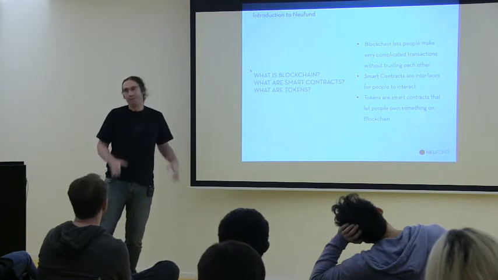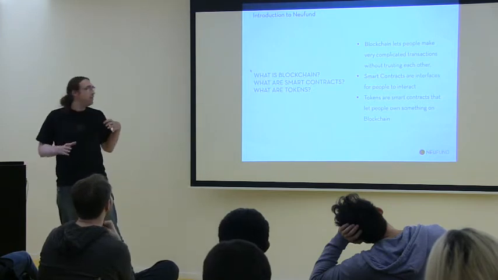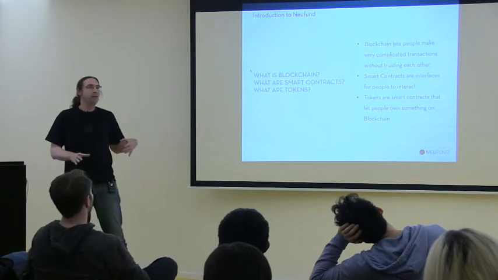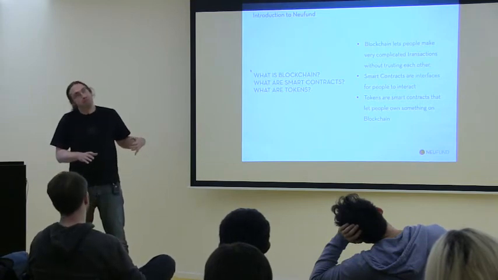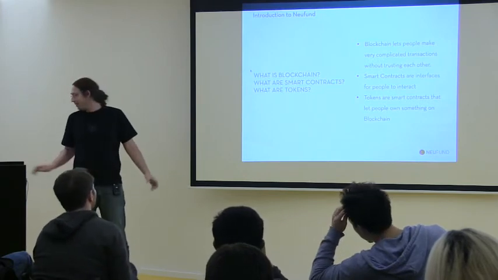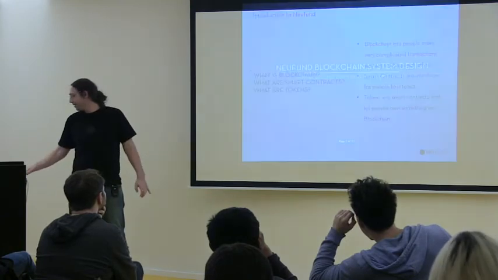I think Trent talked about that as well. So this is a very similar approach, I think. Then we have tokens that are basically a type of smart contract. It's designed to represent some value, and it's designed to let people own something on blockchain. So these are the three definitions that I'm going to use.